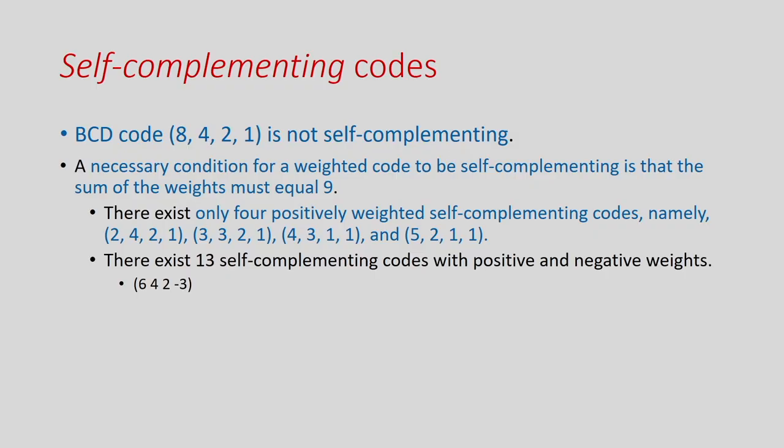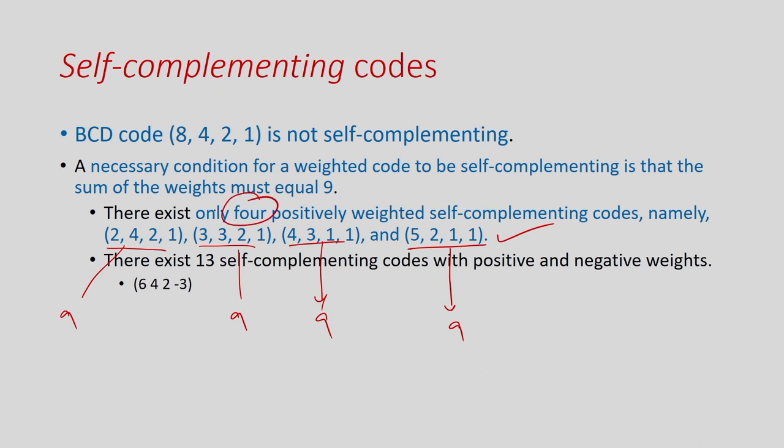So, how many such possibilities are there? If I take the positive weights, there are only 4 possibilities of weighted codes in which the code will be self complementing, because there are only 4 possibilities of addition where the sum will be 9. Here if you add, it will be 9, if you add here, it will be 9, here it will be 9, and here it will be 9. So, these 4 weight combinations are self complementing.